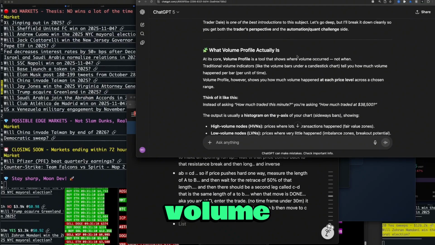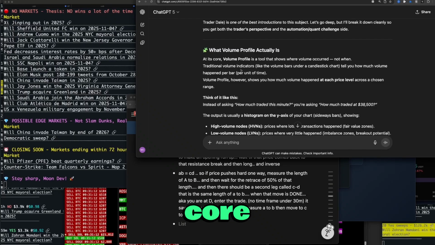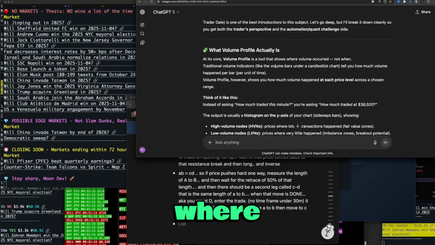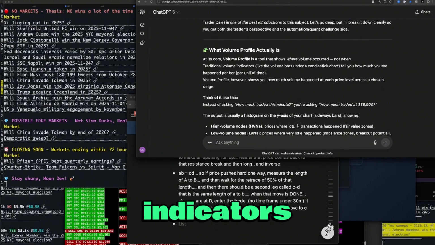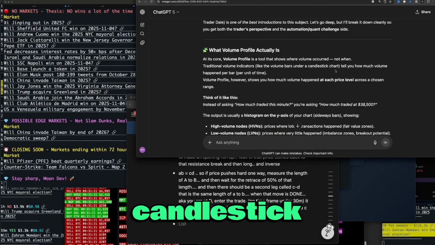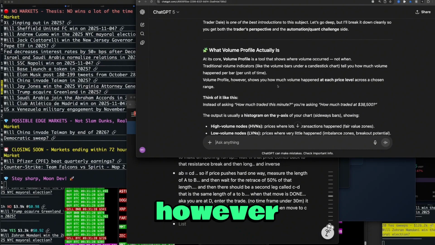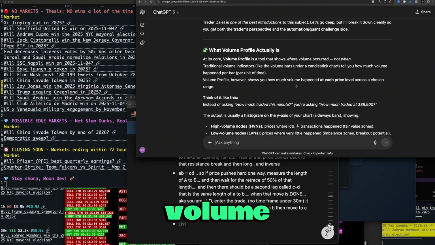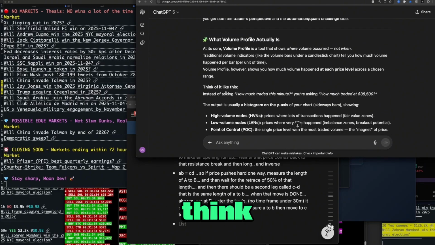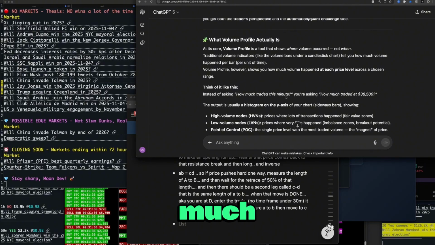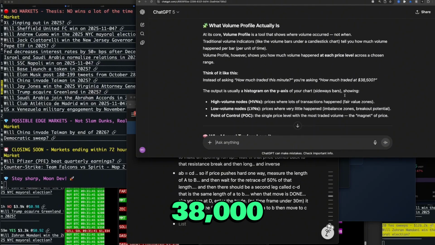Okay. Volume Profile, at its core, is a tool that shows where volume occurred, not when. Traditional volume indicators like the volume bars under a candlestick chart tell you how much volume happened per bar, per unit of time. Volume Profile, however, shows you how much volume happened at each price level across a chosen range. Think of it like this. Instead of asking how much traded this minute, you're asking how much traded at 38,000.